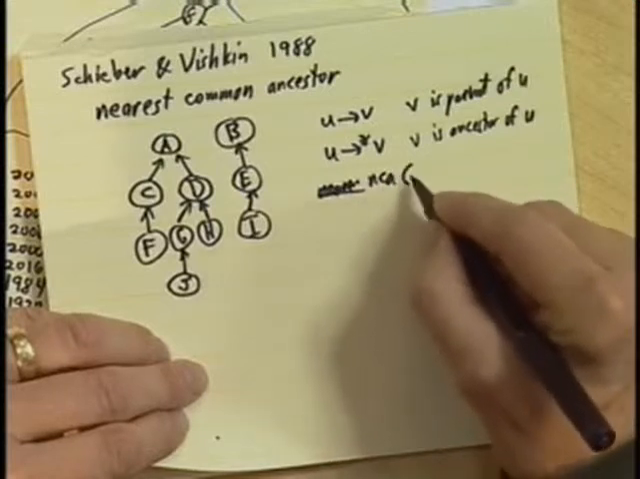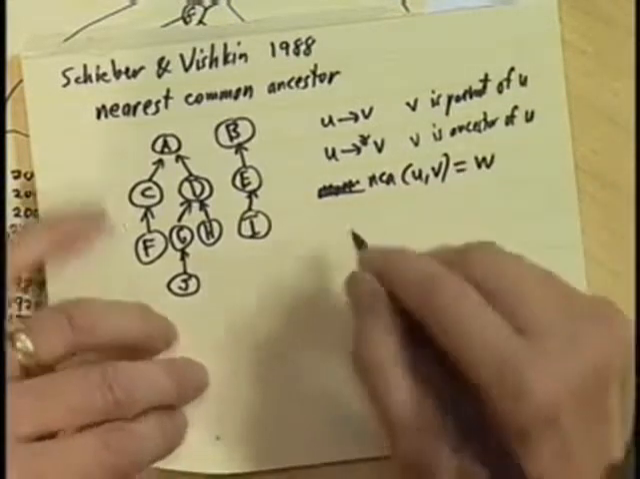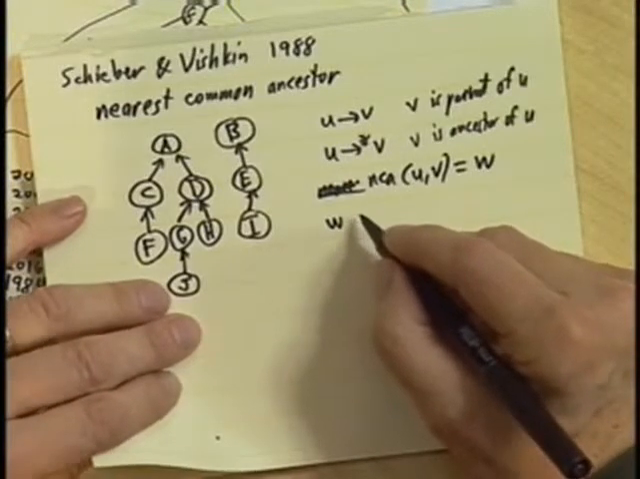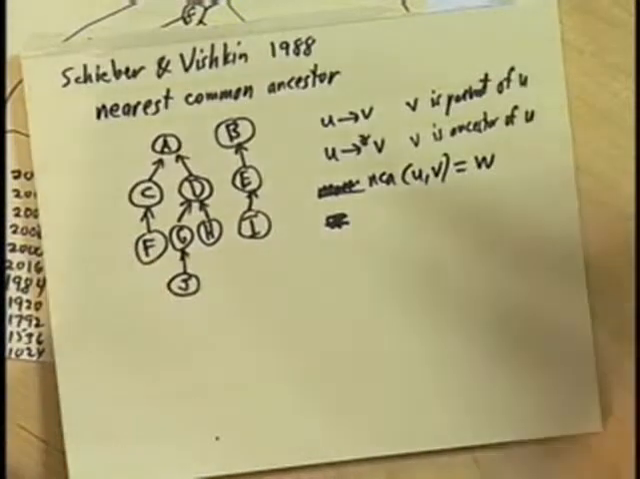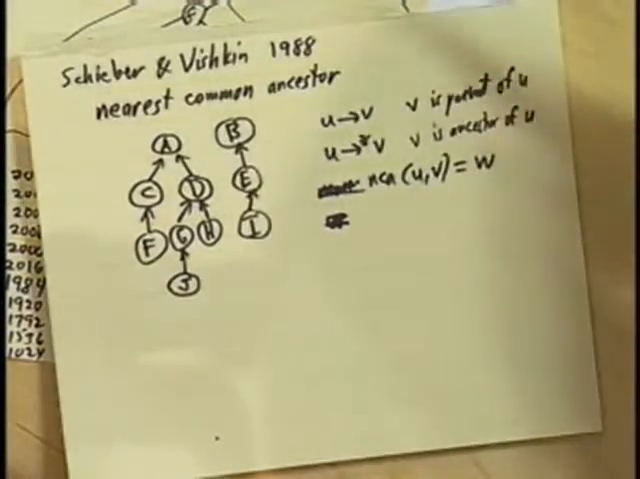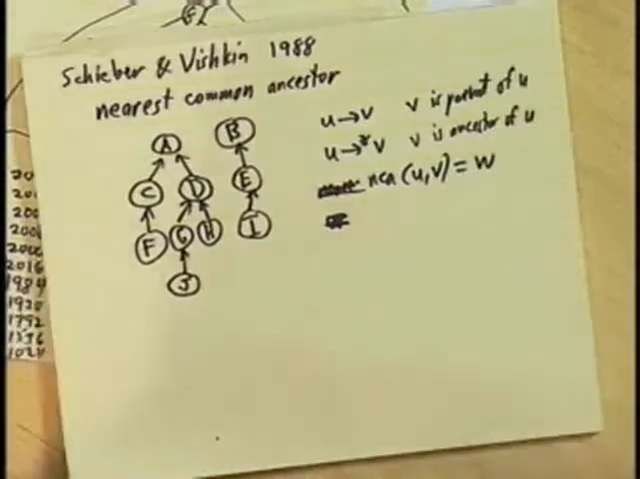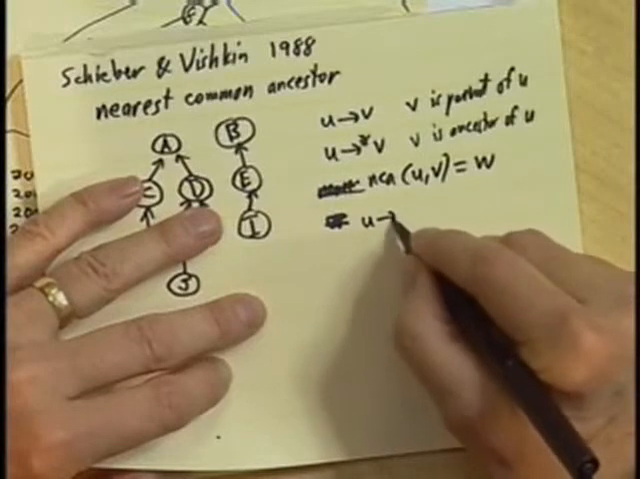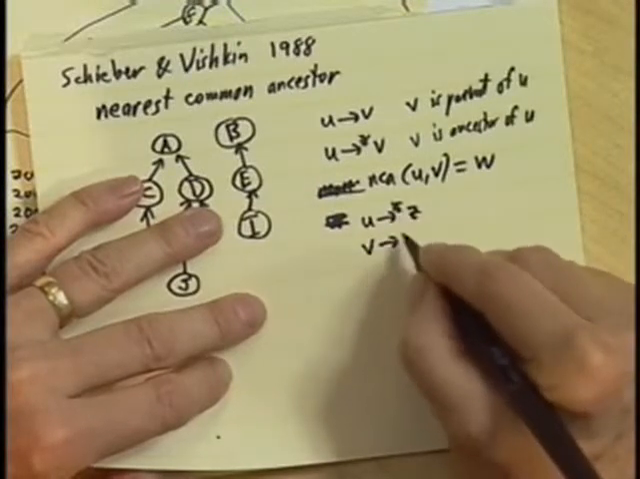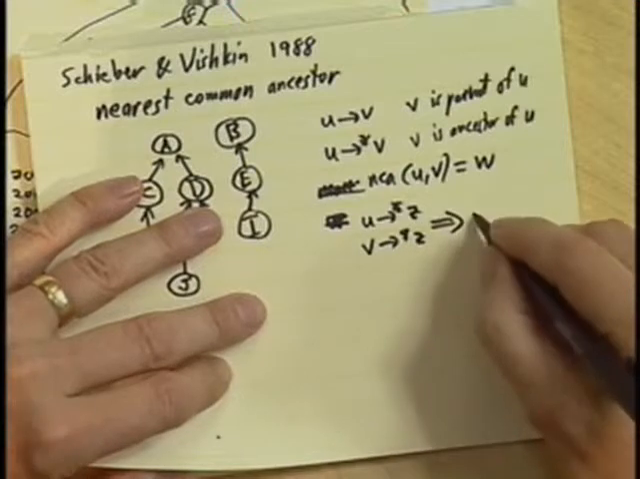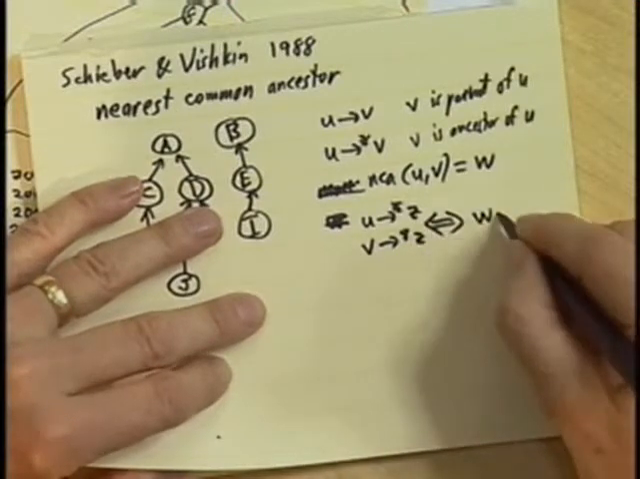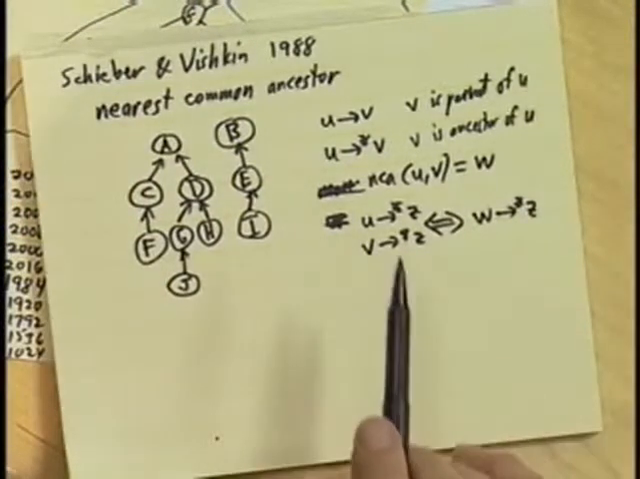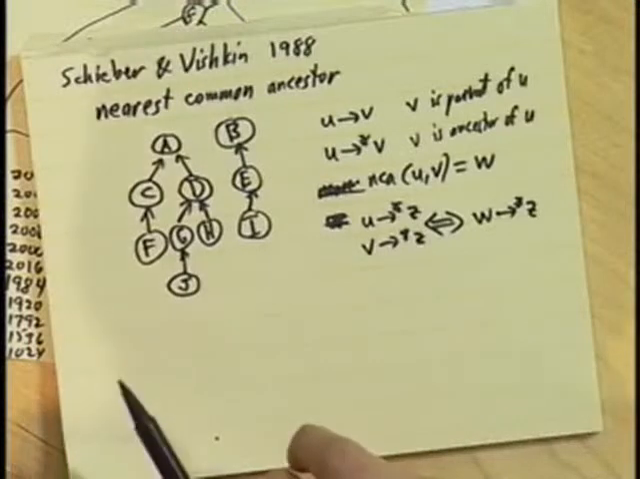Let's just say the NCA of U and V equals W, which means that W is a common ancestor of both of them, and every other common ancestor is also an ancestor of W. Formally, it says that if Z is an ancestor of U and Z is an ancestor of V, then, if and only if, Z is an ancestor of W. This is the definition of a nearest common ancestor in logic, but the intuition is clear.